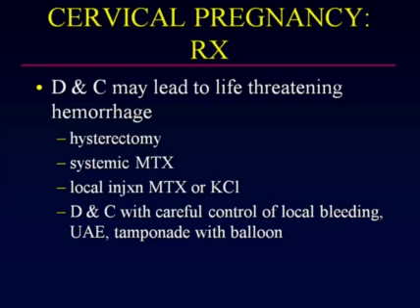So in the past, these patients had to be treated with hysterectomy. Current options include systemic methotrexate, local injection of methotrexate or potassium chloride, or occasionally D&C with careful control of local bleeding, uterine artery embolization, or tamponade with balloon catheters. So again, there are some current treatments that can be performed that potentially could preserve fertility, obviously a much better situation than having to do a hysterectomy.